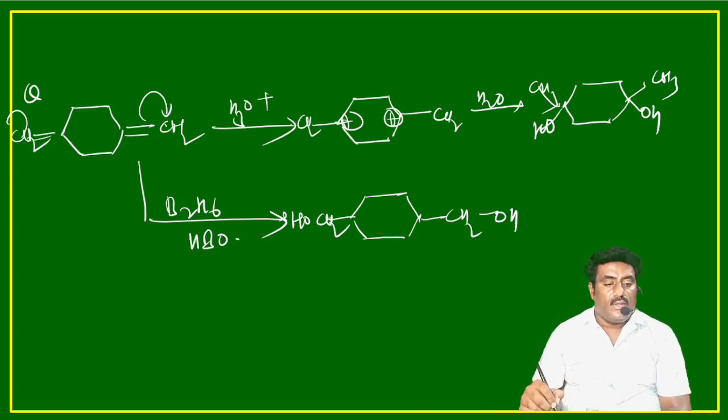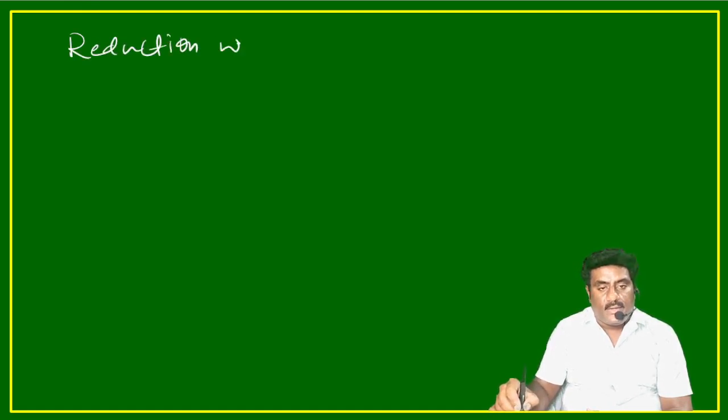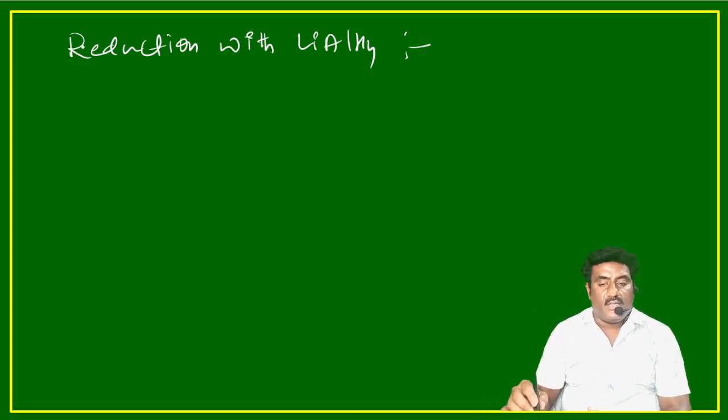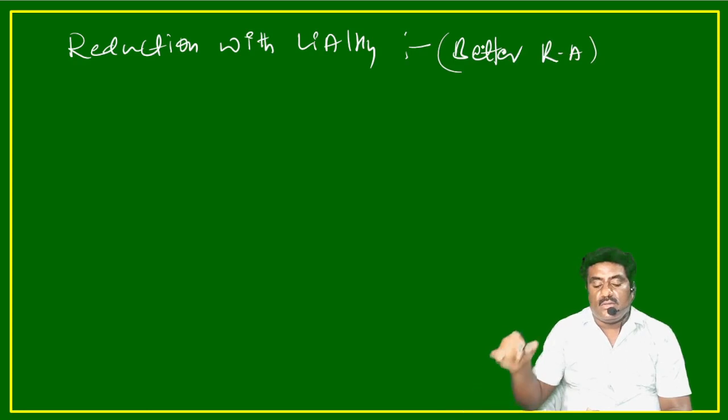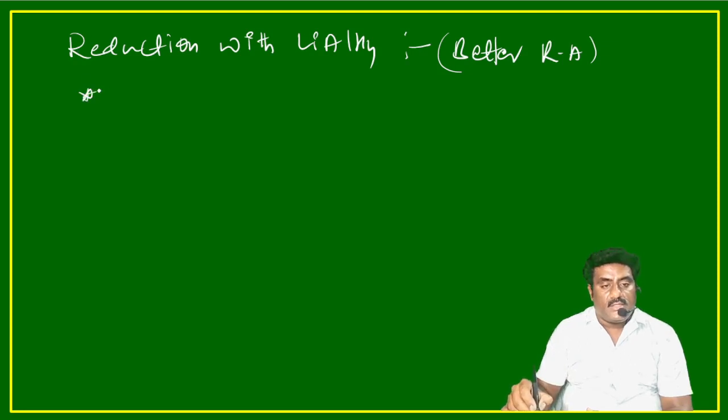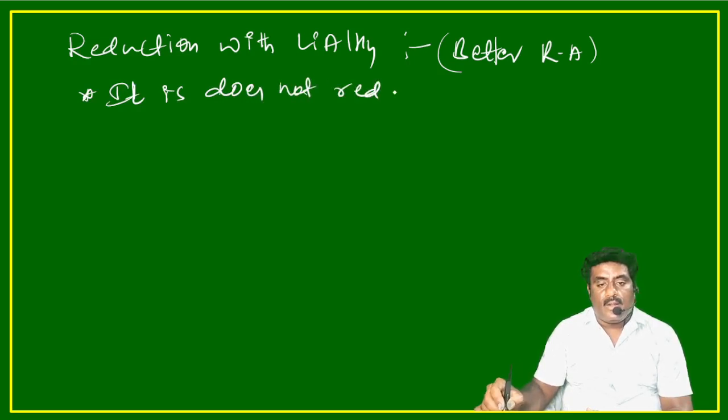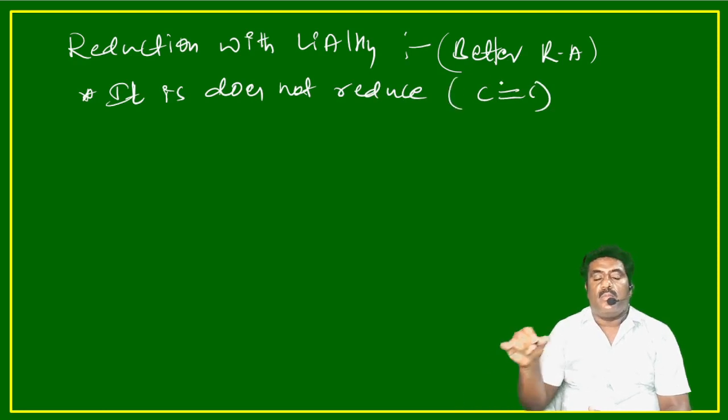Have a look at reduction with lithium aluminum hydride. What happens in presence of lithium aluminum hydride? It is a better, strong reducing agent. Carbonyl compounds are converted to alcohol. It does not reduce the carbon-carbon double bond. Carbon-carbon double bond is not reduced.